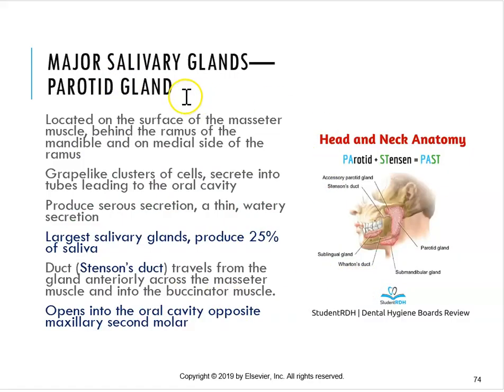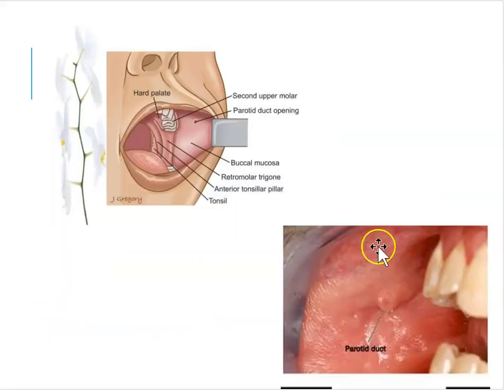Okay, so the parotid glands are the largest salivary glands, but they only produce 25% of the saliva. And remember PAST for Stenson's duct, because it actually opens right into where the maxillary second molar is. So sometimes when you look inside someone's mouth and you see that little bump or flap of tissue, that is actually the parotid duct.